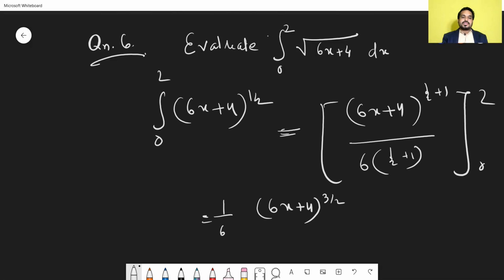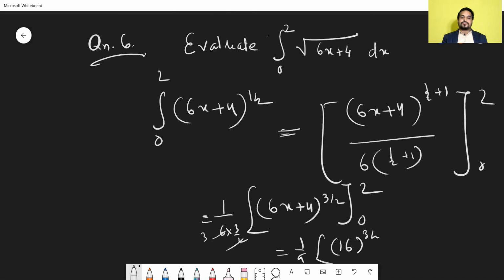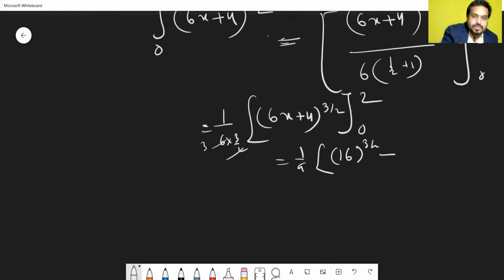So 1 by 6 into 3 by 2. Now 0 to 2 we put here, and 2 3 is 6, 1 by 9, and here the values are 2, put 6 into 2, 12, 12 plus 4, 16 to the power 3 by 2, minus 6 into 2, 12, 12 plus 4, 16, 16 to the power 3 by 2, minus 0. Now put 0, 4 to the power 3 by 2.